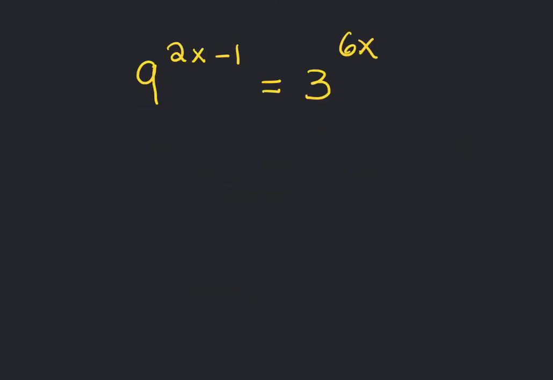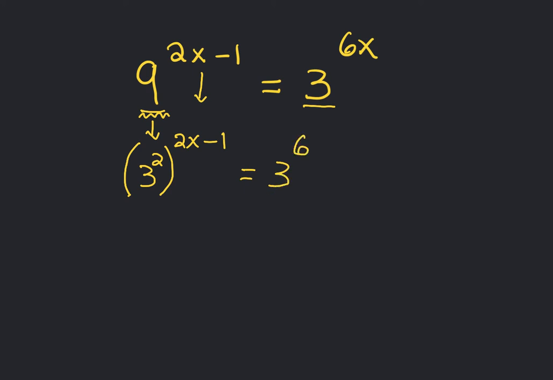All right, same idea. You look at your bases first. So I've got base 3, base 9. How can I rewrite this base with base 3? Well, I know that 9 is 3 squared. So this turns into 3 squared, but it still has this exponent, 2x minus 1, equals 3 to the power of 6x. All right, so now, power to a power right here, we multiply our exponents, but we have to multiply to both of those. It's like the distributive property.